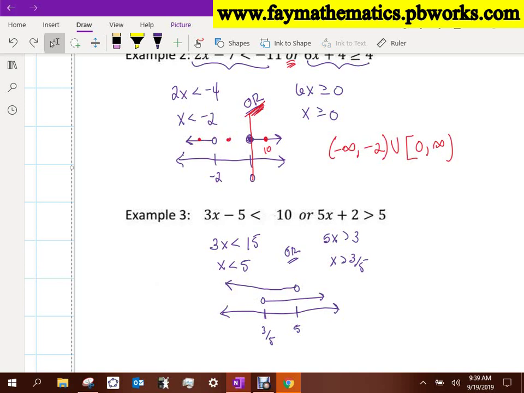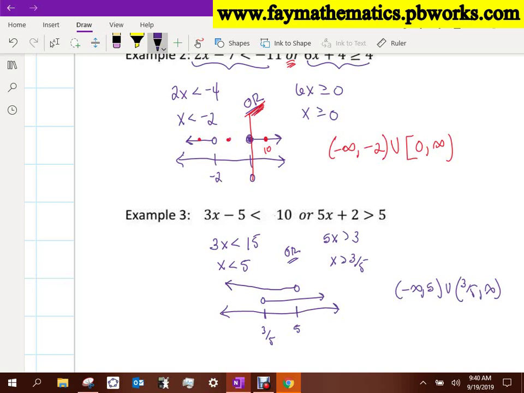Because that's what those graphs usually look like. But because it says or, I want all the solutions from negative infinity up to 5, union everything from 3/5 to positive infinity. And if I write that, I'm wrong. If I write it that way, it's probably going to give me feedback: you got the right information, it's just the wrong format.